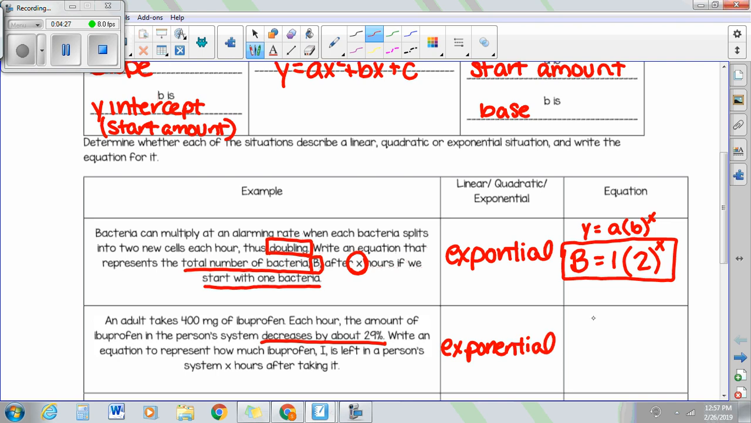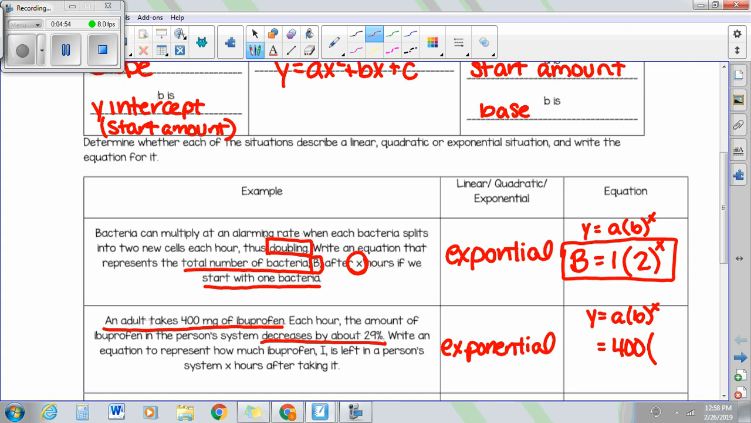So I'm going to start with the same format. It's going to be y equals a times b to the x. A is my starting amount, so I'm going to look for how much I start out with. I start out by taking 400 milligrams of ibuprofen. I'm going to start with 400 milligrams. It's going to decrease by 29%. Now that gives us the rate, not the base.